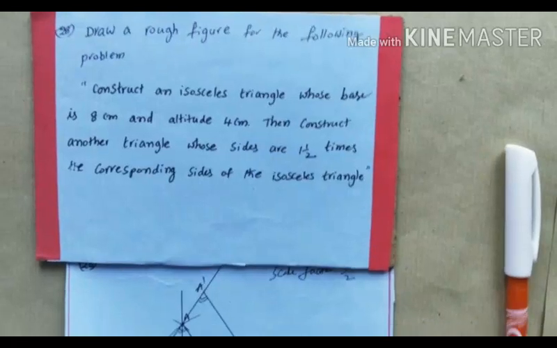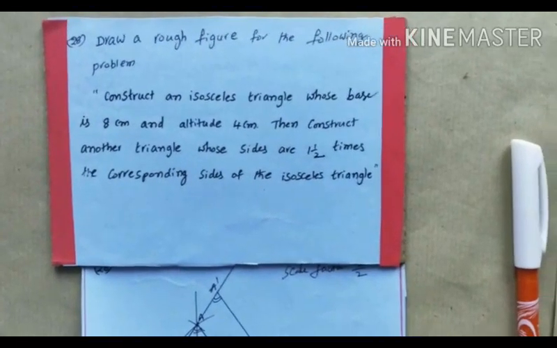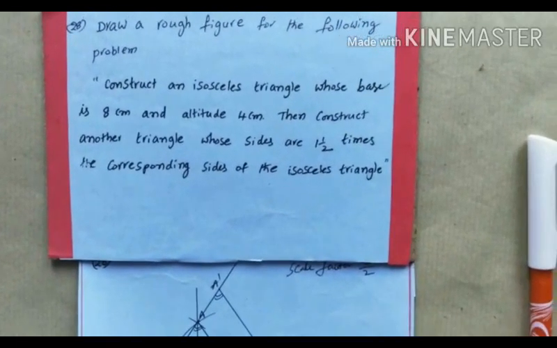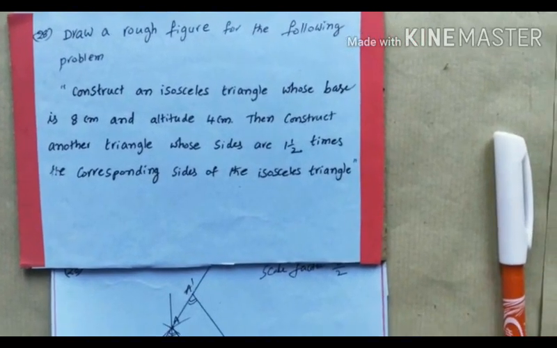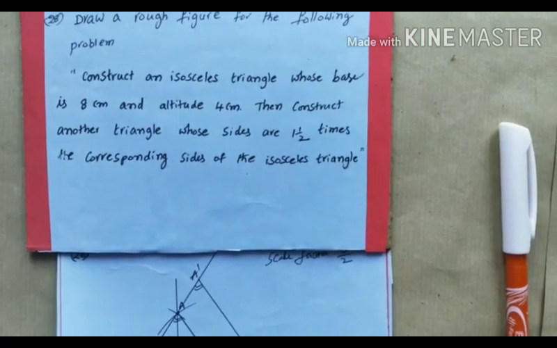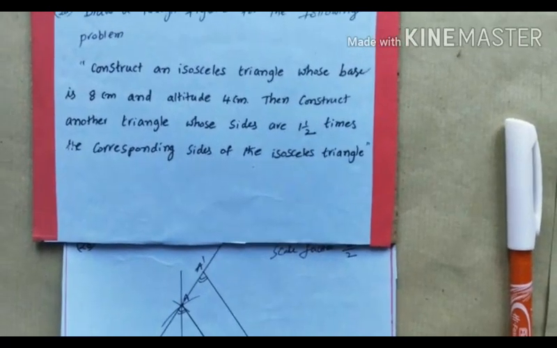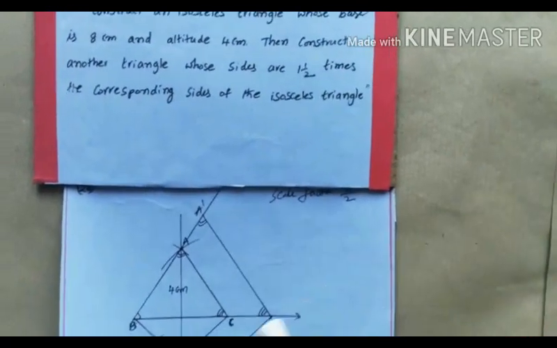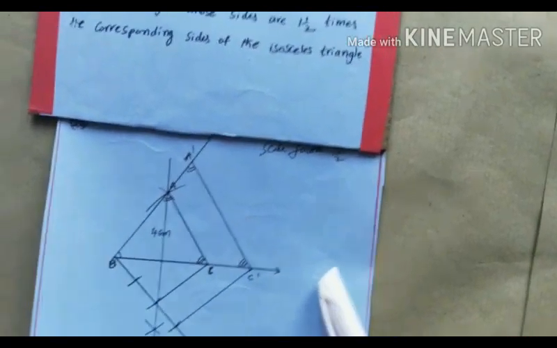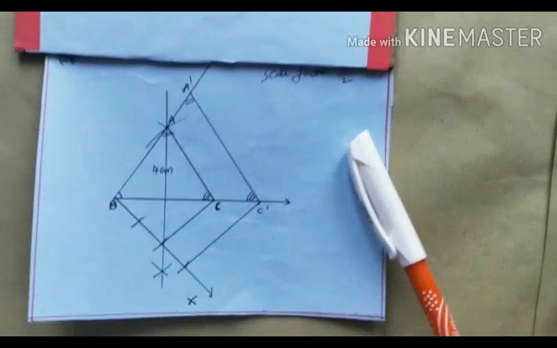So here is the 28th question. Draw a rough figure for the following problem. Construct an isosceles triangle whose base is 8 centimeters and altitude 4 centimeters. Then construct another triangle whose sides are 1 by 2 times the corresponding sides of the isosceles triangle. Here is the figure. Here is the scale factor 3 by 2.